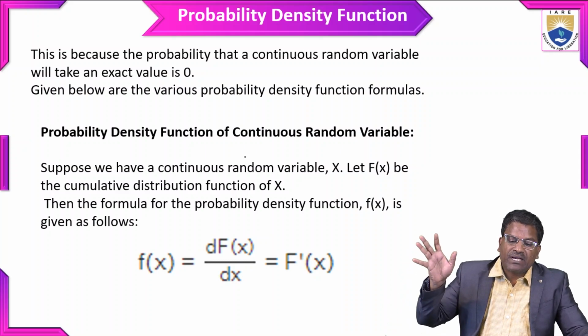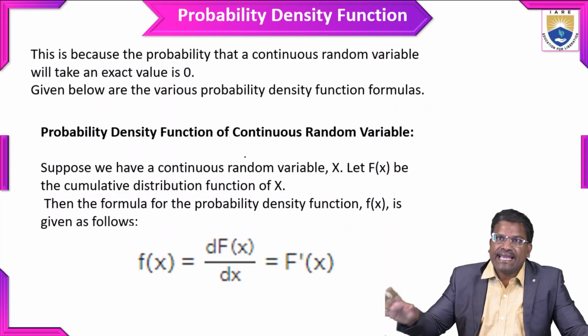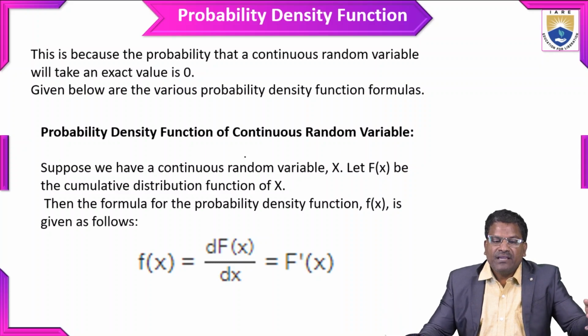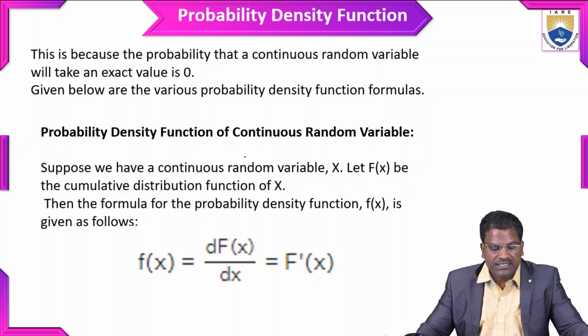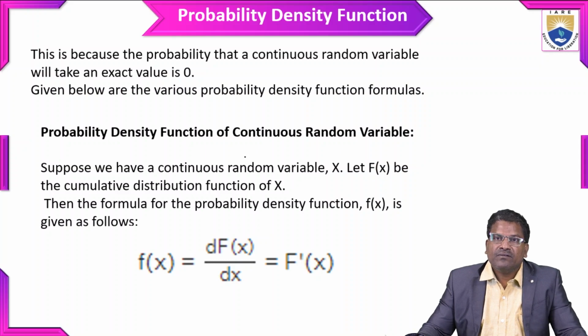Suppose we have a continuous random variable x. Let capital F of x be the cumulative distribution function of x. Then the formula for the probability density function f of x is given as f of x is equal to the derivative of capital F of x by dx. It is equal to capital F dash x.